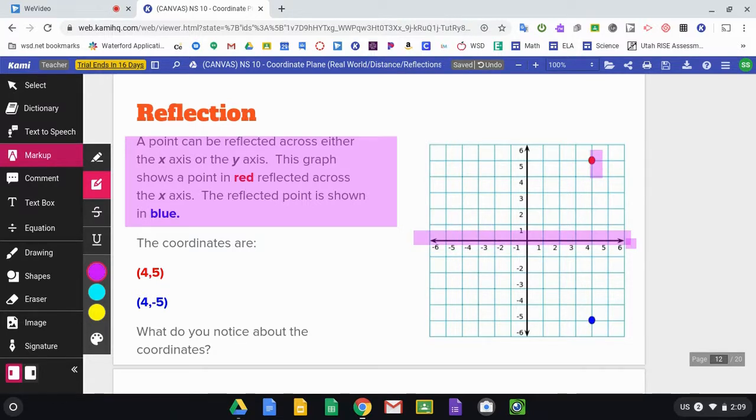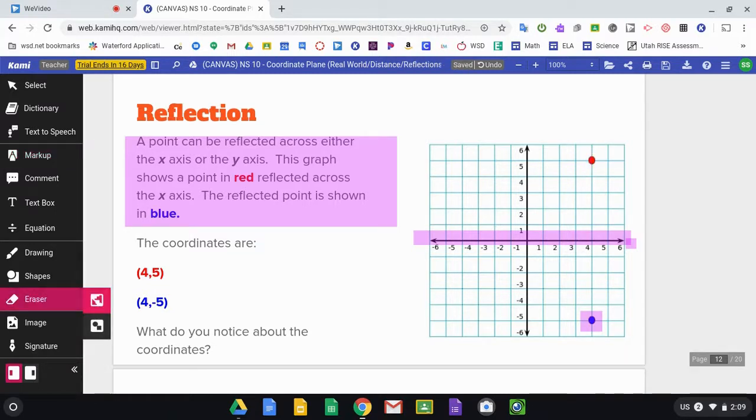The reflected point is shown in blue. That's our copy. So our original is the red, and our copy is the blue. I know it kind of looks purple now. And we reflect it across the x-axis. If we were in my classroom, we would be holding our arm horizontally, like a subtraction sign saying x-axis. And then when we hold it vertically or straight up and down, we would say y-axis. X, Y, X, Y. Okay.